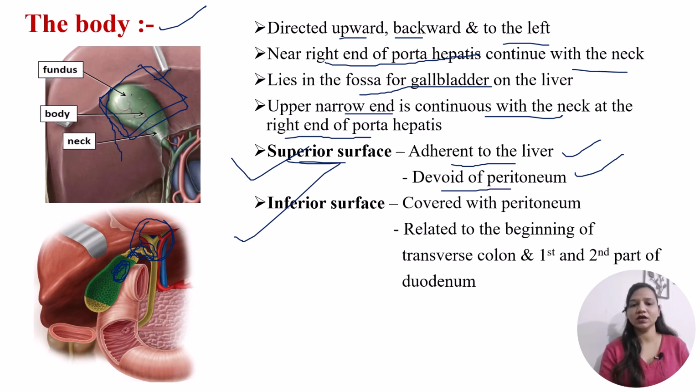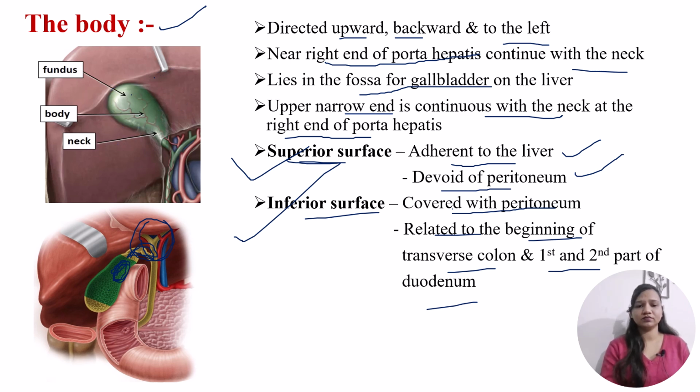Okay, and the inferior surface, it is entirely covered with peritoneum and related to the beginning of the transverse colon and first and second part of the duodenum. Okay, so the surface that we are seeing here in this picture is the inferior surface. This is the inferior surface. And this surface is entirely covered with peritoneum and also it is related to the beginning of the transverse colon, just like the fundus.